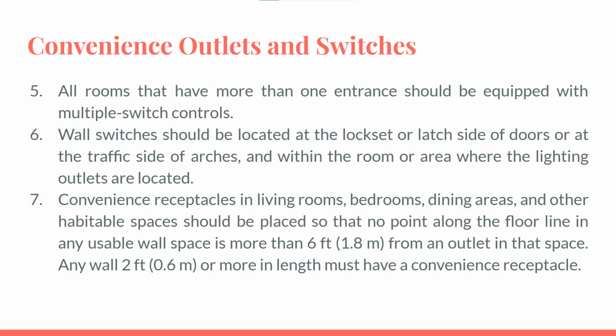Preferably, convenience receptacles should be located near the ends of a wall space, rather than near the center of the wall, to reduce the likelihood of being concealed behind large pieces of furniture. Outlets should not be placed above electrical baseboards, hot air registers, and hot water or steam registers. The intent is to eliminate cords having to pass over hot or conductive surfaces wherever possible.